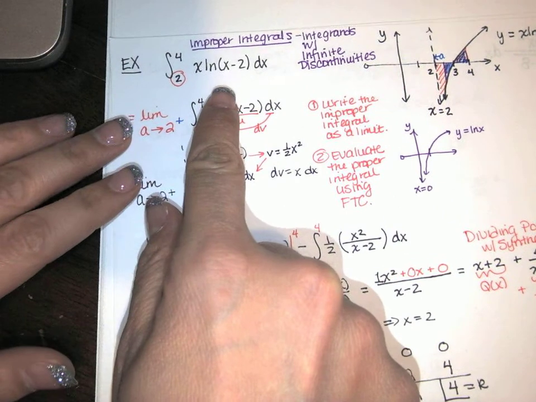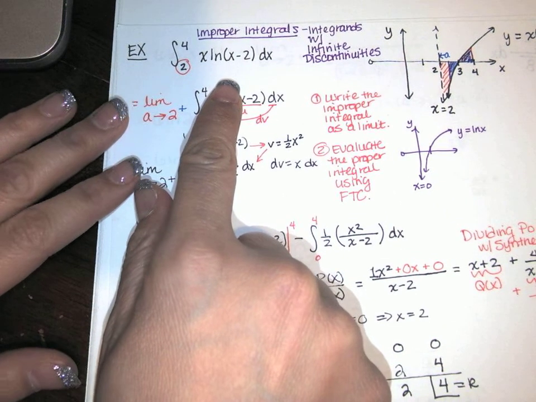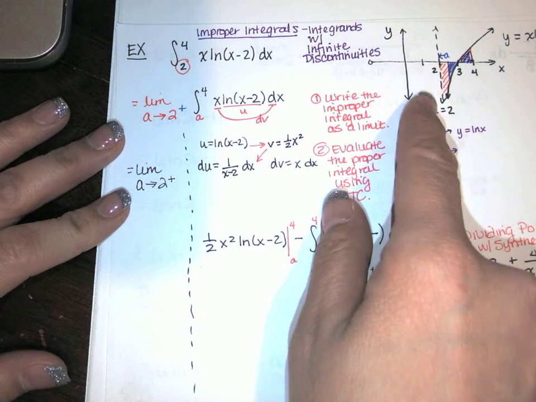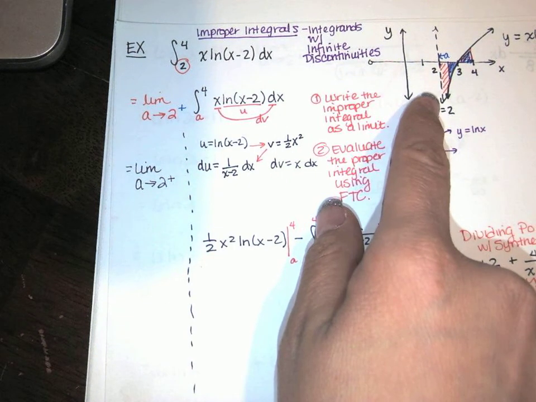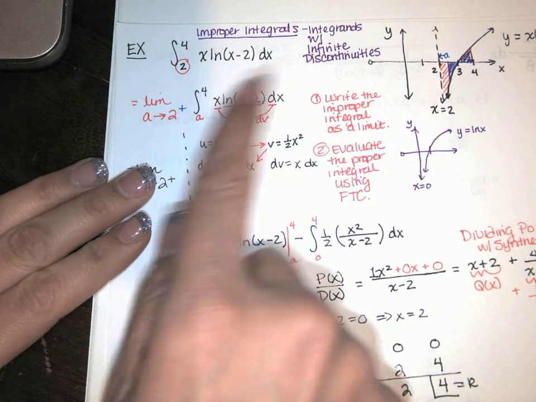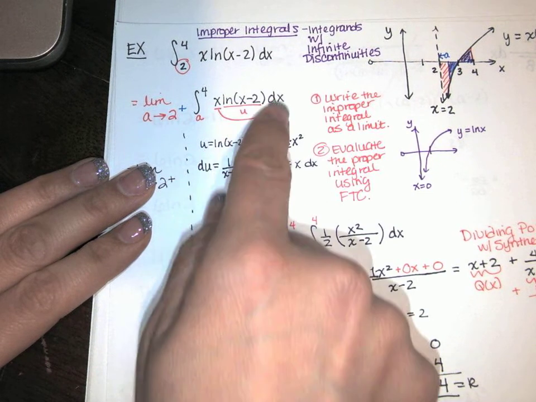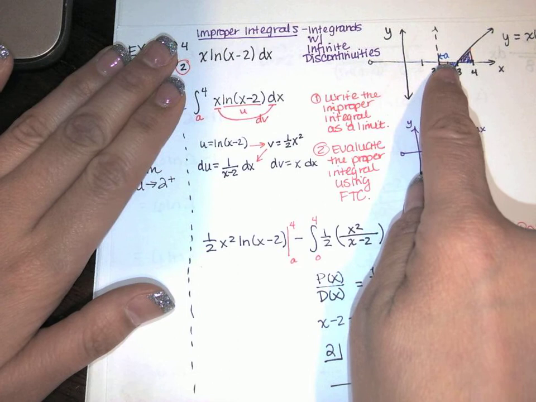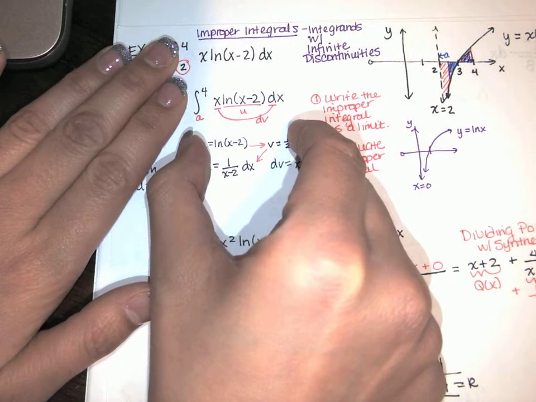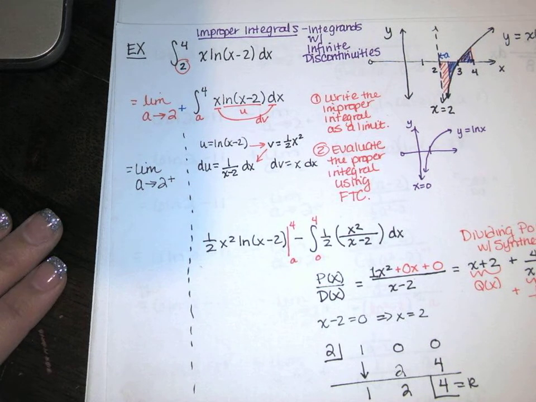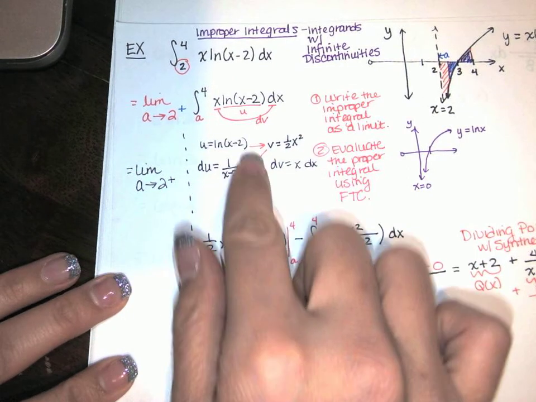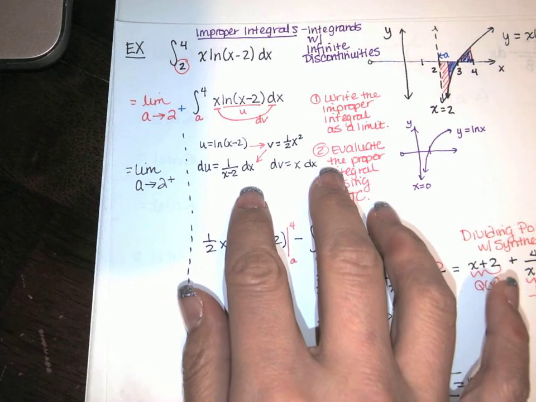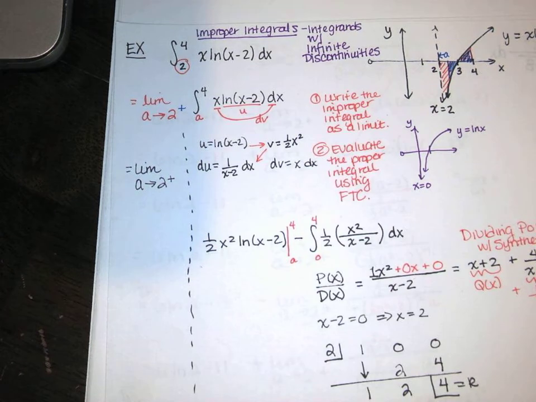We were trying to evaluate this integral. And it was improper because we had a little problem at x equals 2. The function goes to negative infinity as x approaches 2. So we wrote it as a limit, and we said let's find the area under the curve from a to 4, and then see what happens to that area as a gets closer and closer to 2 from the right. In order to find that area, we're going to have to use the fundamental theorem of calculus. And in this case, with the fundamental theorem, we had to use integration by parts.